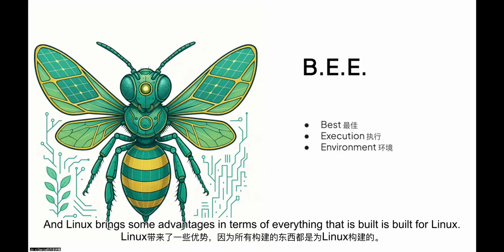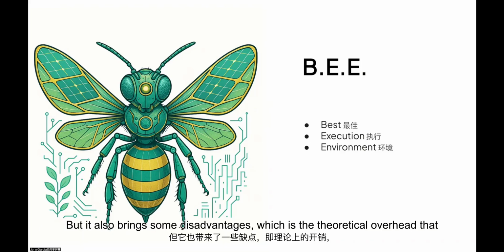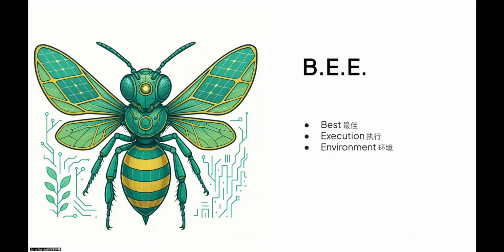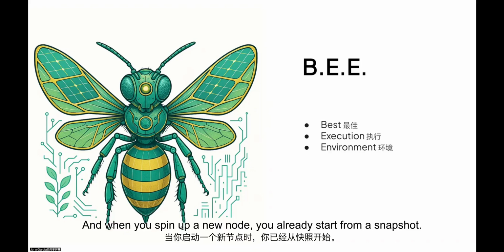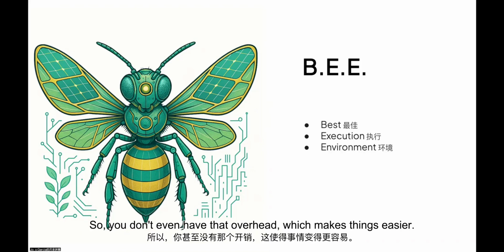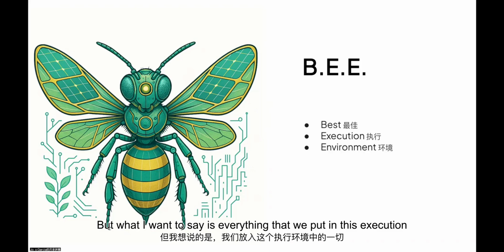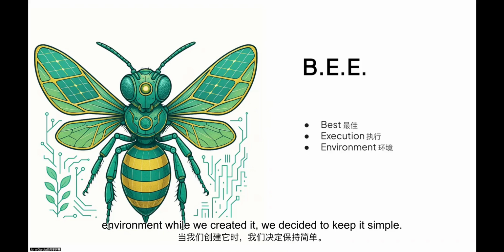And Linux brings some advantages in terms of everything that is built for Linux, but it also brings some disadvantage, which is the theoretical overhead that you have to spin up a node that runs Linux. Well, we solved that pretty fast by holding the state of the machine with Linux already loaded. When you spin up a new node, you already start from a snapshot, so you don't even have that overhead, which makes things easier. But what I want to say is that everything we put in this execution environment, we decided to keep it simple.